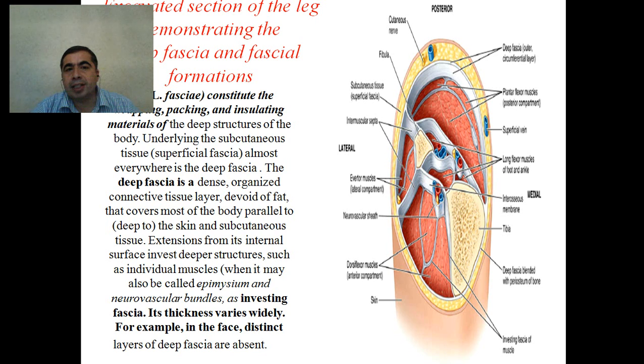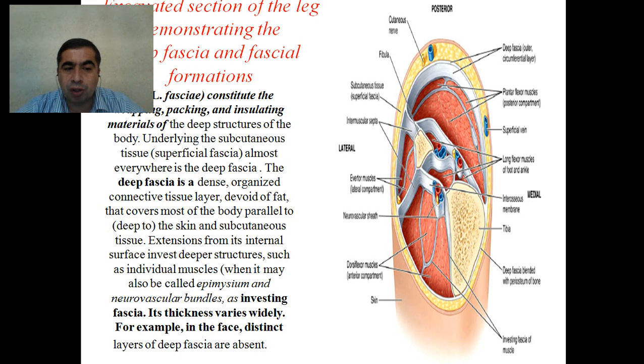Excavated section of the leg demonstrating the deep fascia and the fascial formation. For example, fascia or the fascias constitute the roping, packing, and insulating material of the deep structures of the body. Underlying the subcutaneous tissue, superficial fascia, almost everywhere is the deep fascia. The deep fascia is a dense, organized connective tissue layer devoid of fat that covers most of the body deep to skin and subcutaneous tissue.